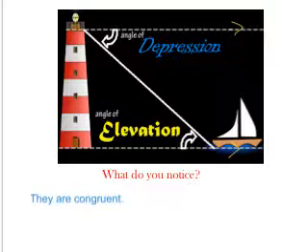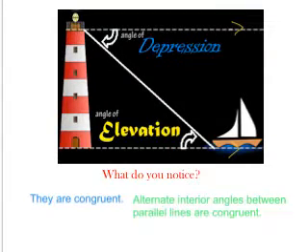So those angles are actually going to be congruent. So this angle of depression right here, from the horizontal above to the line of sight, and the angle of elevation here, from the horizontal below to the line of sight, are actually going to be congruent. Why do you think they're going to be congruent? What mathematical knowledge do we have about parallel lines that would make those two angles congruent? Alternate interior angles between parallel lines are always congruent. So if I think back, this horizontal line is parallel to this horizontal line, here's my transversal, I know that alternate interior angles are congruent.